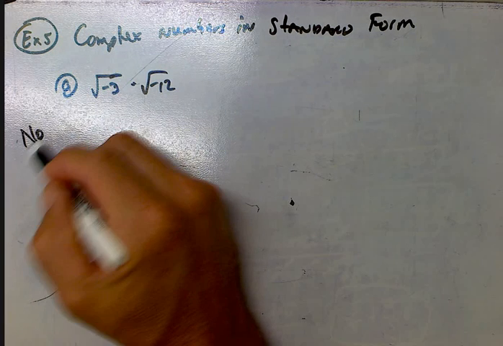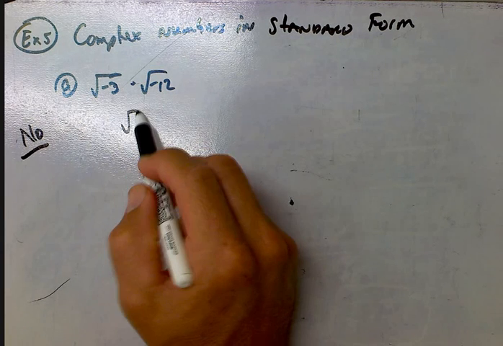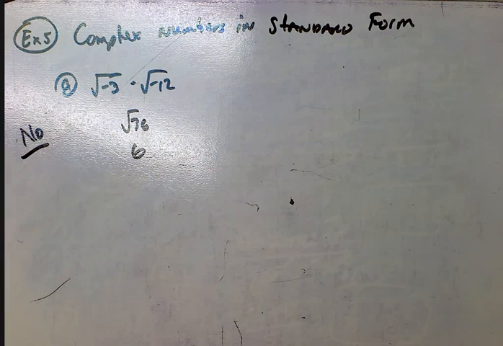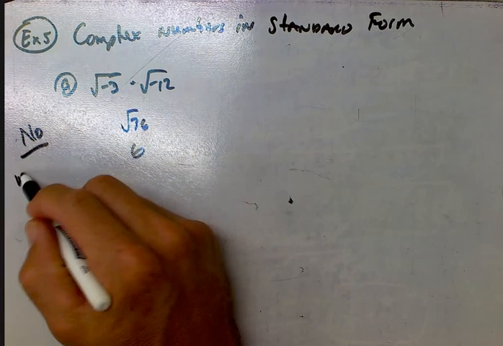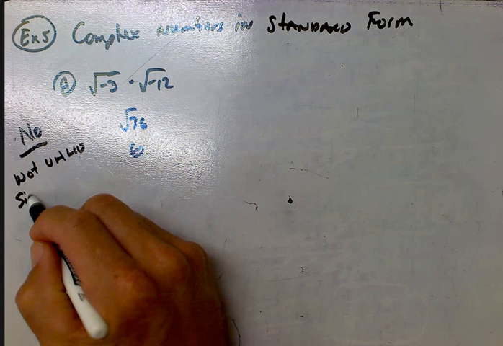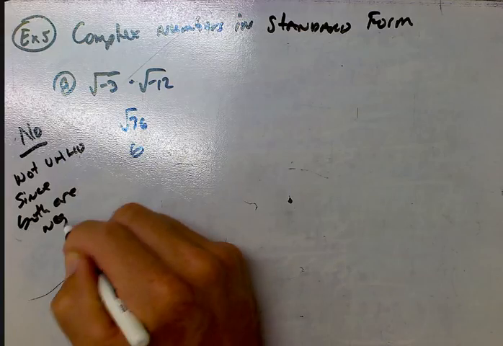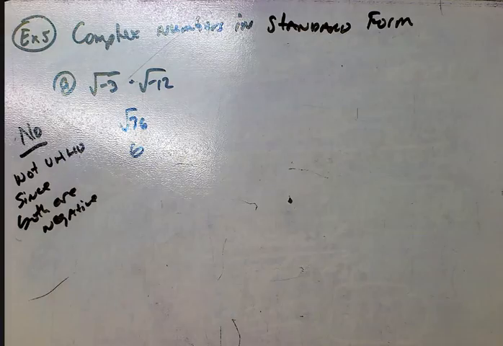At first glance you think -3 times -12 is 36, square root of 36 is 6. And that does not work. Not valid, since both are negative. Do not do this. This is what you should do instead.